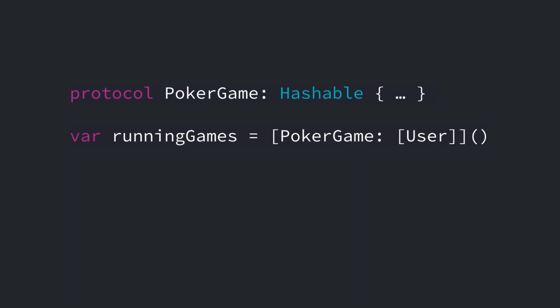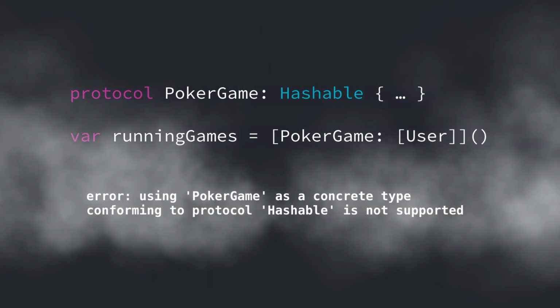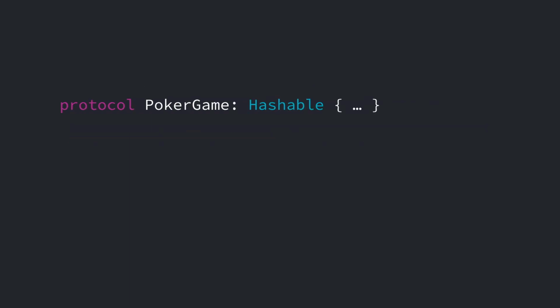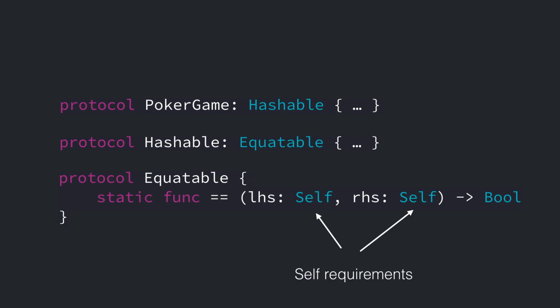But here's the problem. Once we want to use poker game as a dictionary key, so let's say we want to have a dictionary where the keys are, for example, the Texas Hold'em and Stud Poker, etc., with the users in as values. Well, we can't. We're getting this error from Swift. And the reason is poker game inherits from hashable. Hashable inherits from equatable, and equatable has self-requirements.